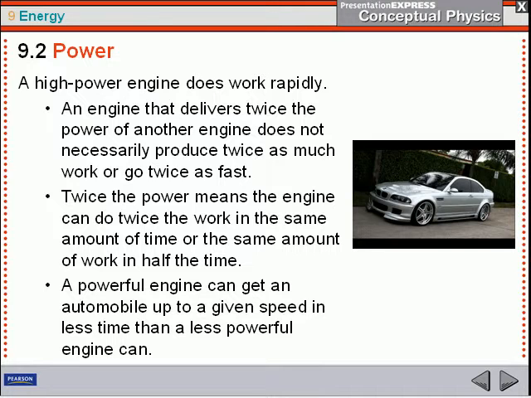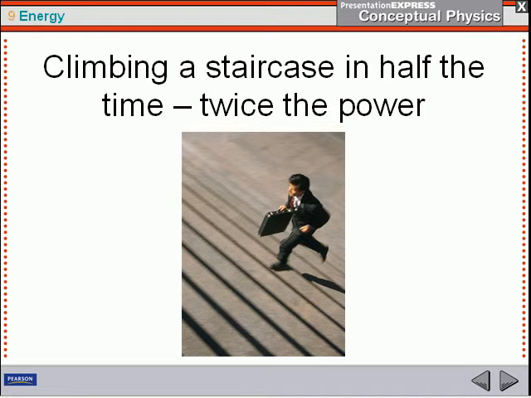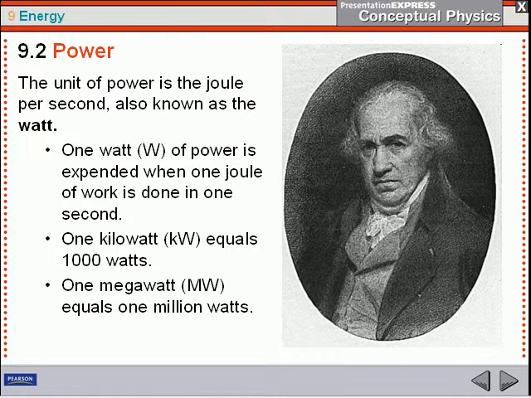And what that means for an automobile is that you can get an automobile up to a given speed quicker with a more powerful engine. So if you climb a staircase in half the time, you're using twice the power. Now, the unit of power is called the watt, and yes, that's who it's named after right there, Mr. Watt. And it's when you expend 1 joule of work in 1 second.